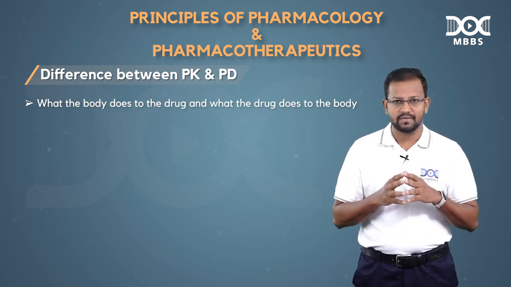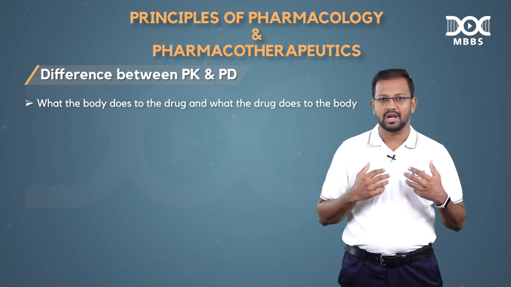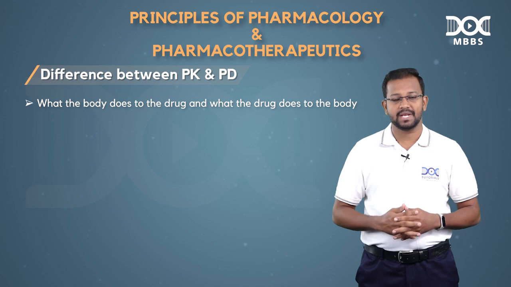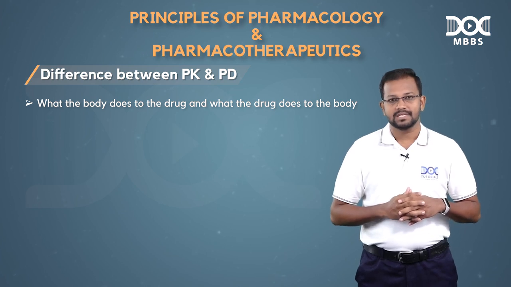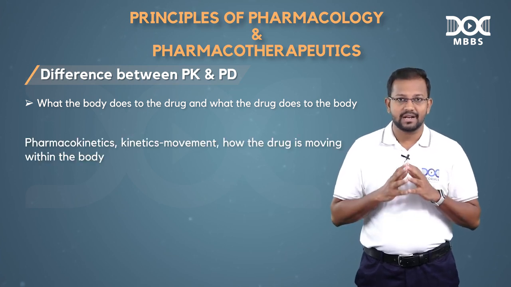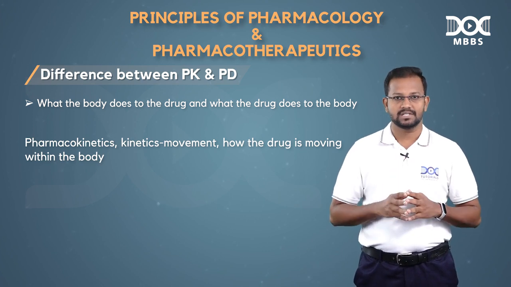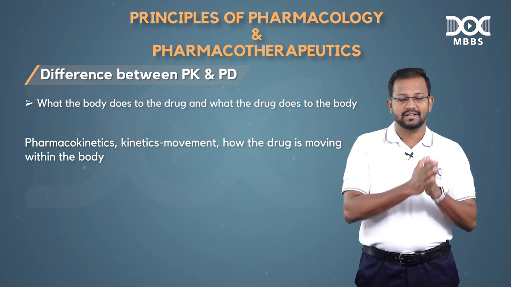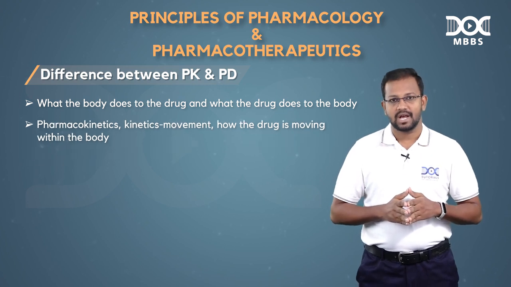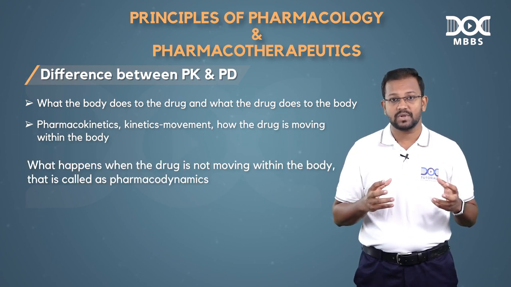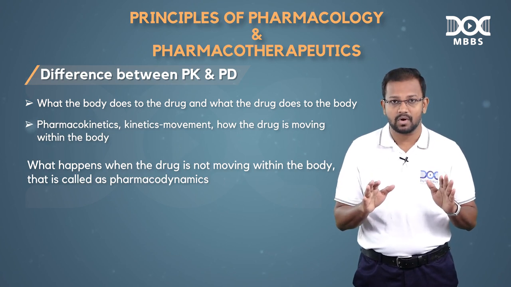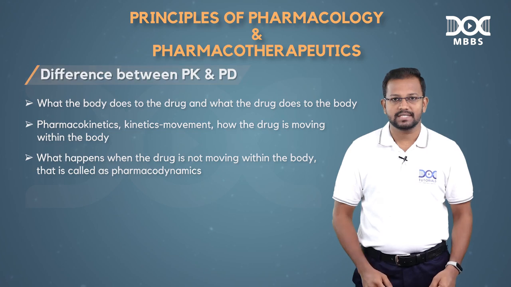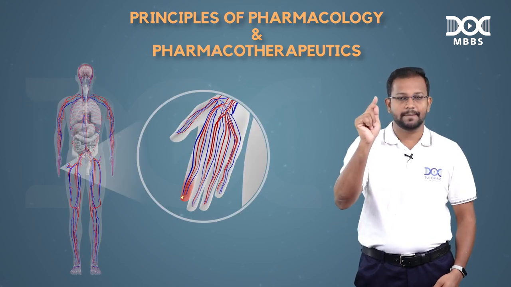Let's come towards the third one, which I feel like is going to be the most apt one to say, it's a better one to get a clear picture of what exactly PK and PD is. See, pharmacokinetics, kinetics means what? Movement, right? So how the drug is going to move within the human body, that is called as pharmacokinetics. And what happens when the drug is not moving within the body, that will be called as pharmacodynamics. Simply put guys, consider I have an inflammation on the tip of my hand.